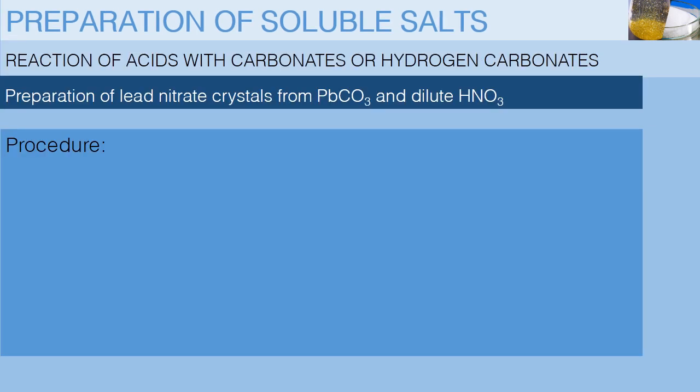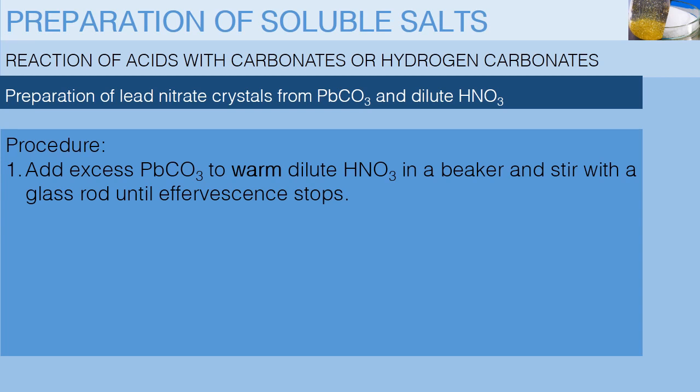Again, we can use carbonates or hydrogen carbonates to prepare salts. I'm sure you remember that the products when a carbonate or a hydrogen carbonate reacts with an acid are a salt, water, and carbon dioxide. However, today we are interested in the salt that is formed. The procedure is very easy, as follows. You add excess lead carbonate to warm dilute nitric acid in a beaker and stir with a glass rod until effervescence stops.